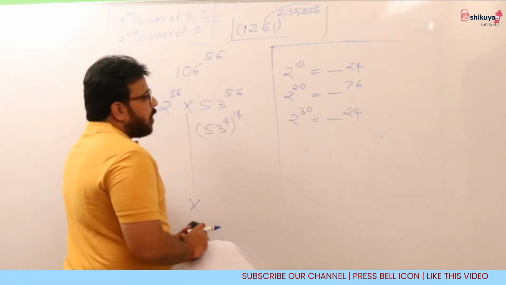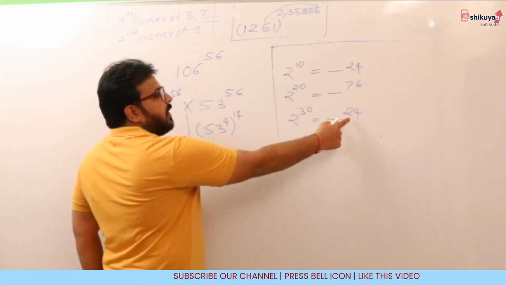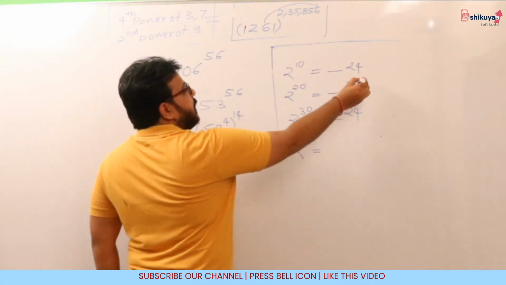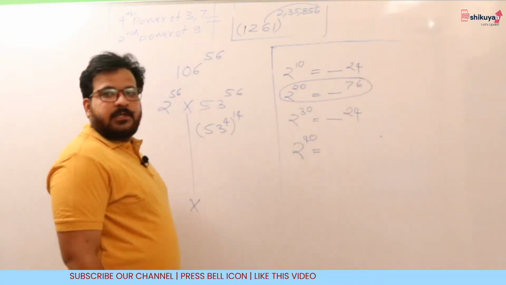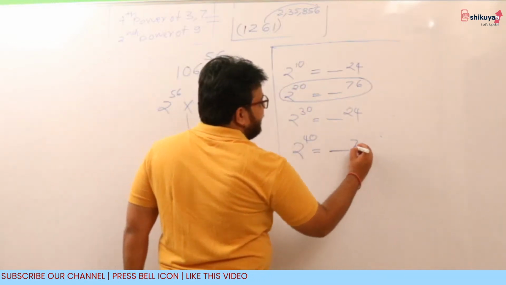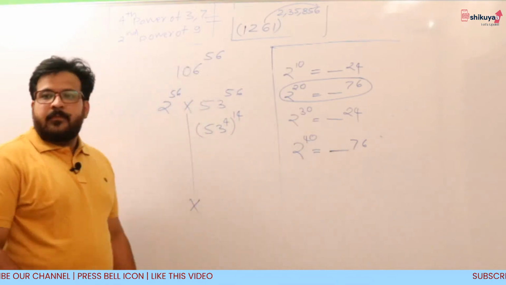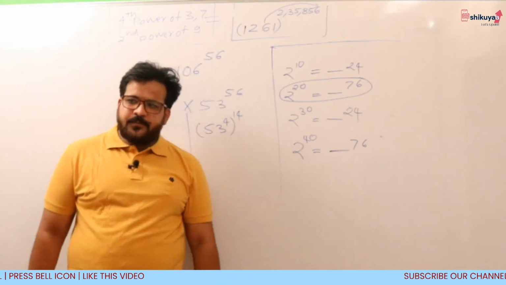So what about 2 raised to 40? Again, 24 into 24 is 76 into 76. So we will get 76 here. Am I right? You can try, you can do 76 into 76.